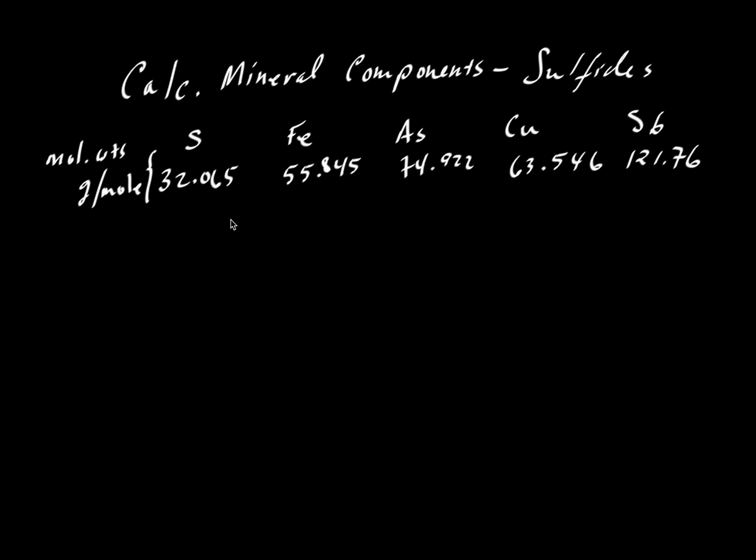So here we're going to do a series of 3 videos that show the calculation component strategies for some sulfides. We're going to start out with pyrite. So let's say we have pyrite, FeS2, but it's not pure pyrite. Let's say it dissolves a little bit of arsenic into it. And so let's say we have an analysis where we get this.